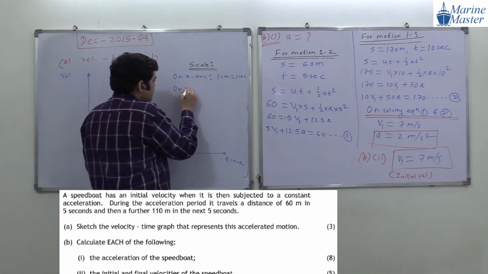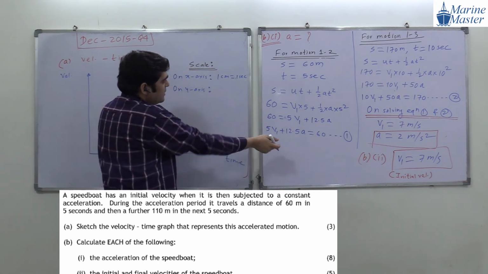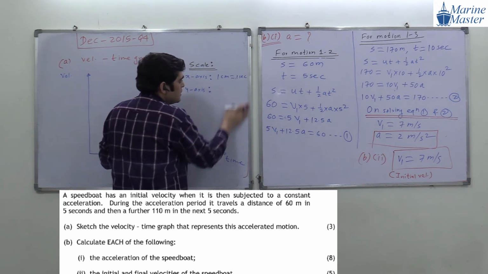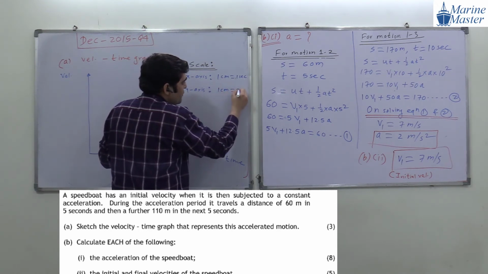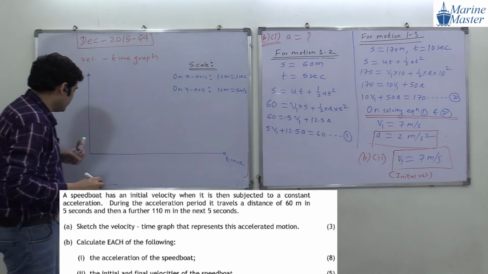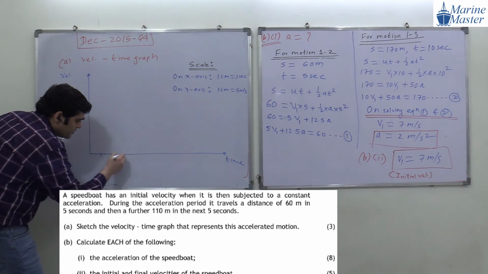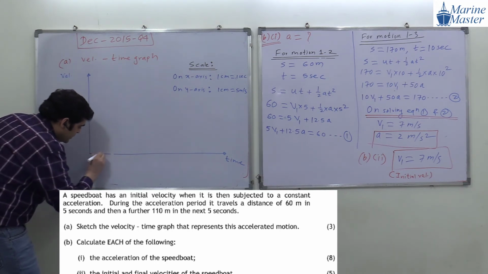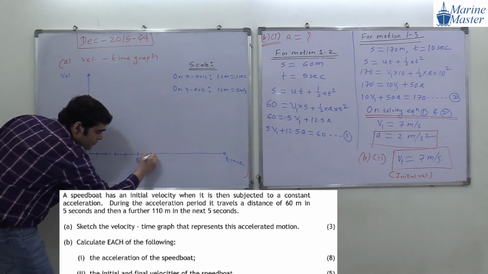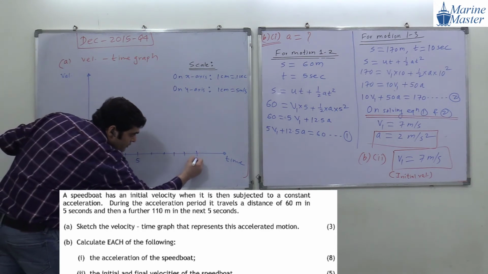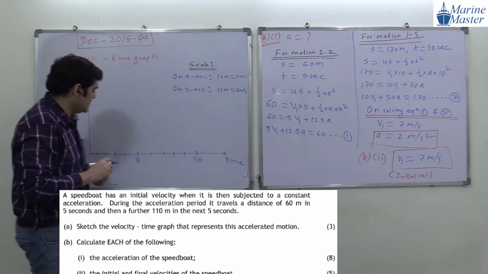And on the y-axis, what will we take? 1 centimeter is equal to 5 meter per second. Okay, guys, take this scale. So first second, like that. Everyone try to see the scenario. So 5, then 10 seconds. Everyone, are you getting my point? Then 1 centimeter is equal to 5 meter per second.